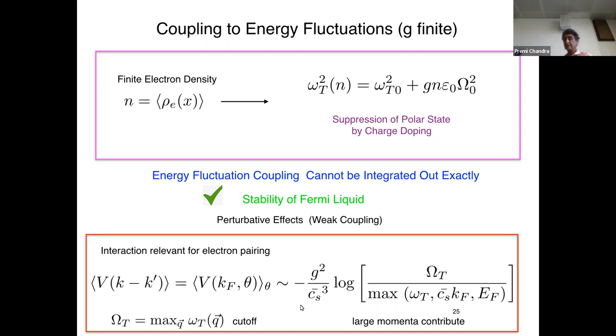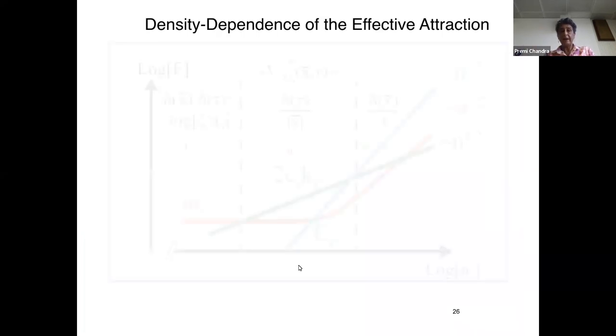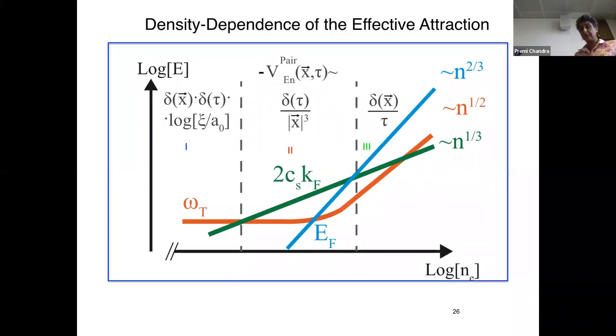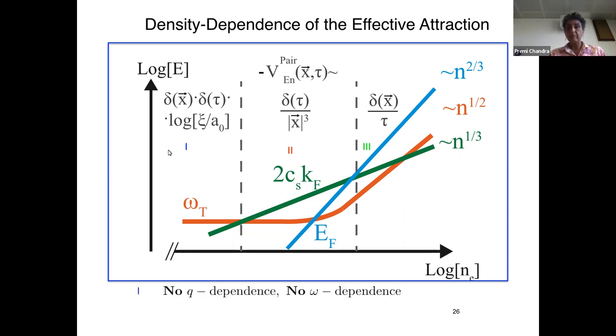So the take-home message right away is that, not surprisingly, it's two phonons, and large momenta contribute. Remember, that was very important for Marvin Cohen. Large momenta contribute, and we see that. So let's get a feeling for how this works by Fourier transforming it and looking at the effective pairing attraction. We have log of E versus log of the density, and we have three different regimes. In regime one, which is very low density, and this is on a log scale, the dominant energy scale is the soft phonon frequency, the phonon frequency that has been adapted for charge density.